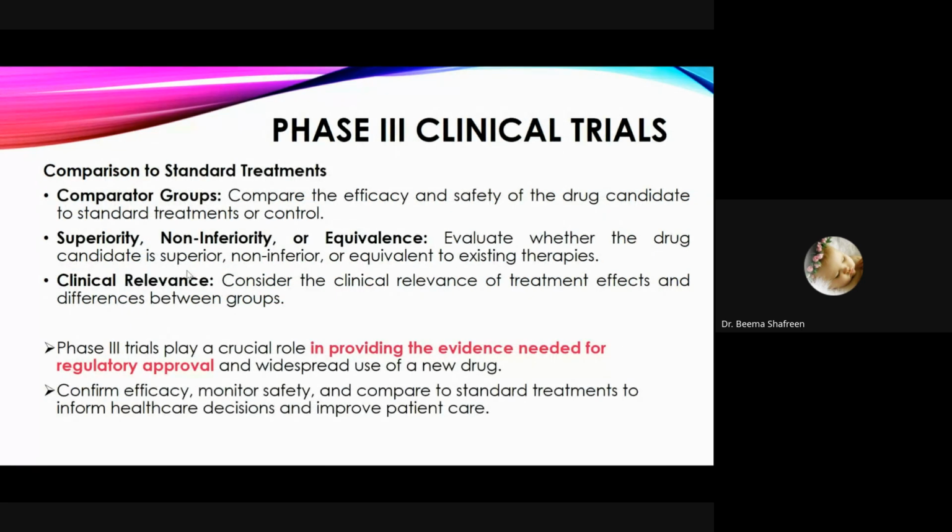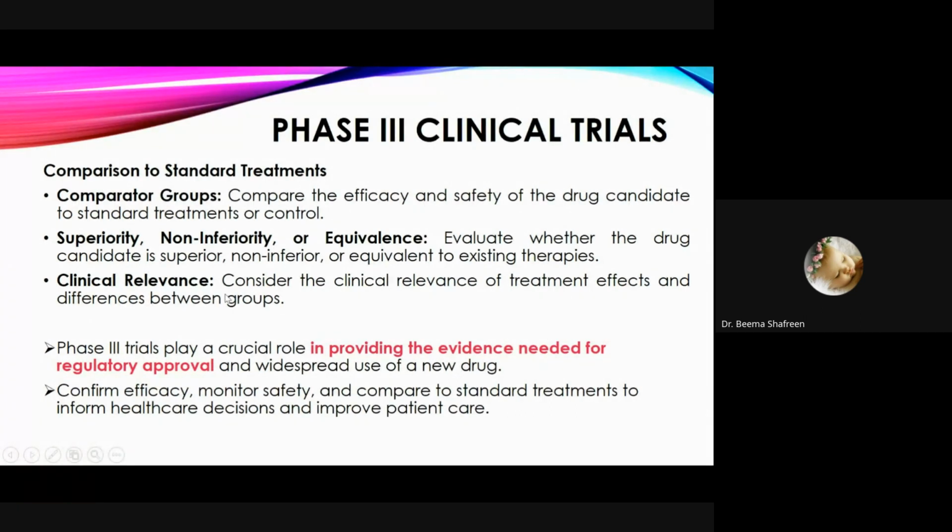And then comparison of the standard and the control will be carried out. The standard here will be the comparator groups, and the superiority, inferiority, and equivalence group will be there. Then you have clinical relevance. In the comparator group, the efficacy and safety of the drug candidate compared to the standard treatments or the controls will be carried out. And whether the drug is superior, inferior, or equivalent to the other existing therapies will be evaluated and recorded. And in clinical relevance, the treatment effects will be noted down.